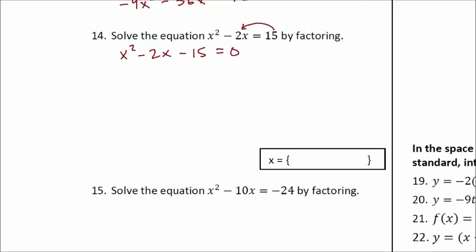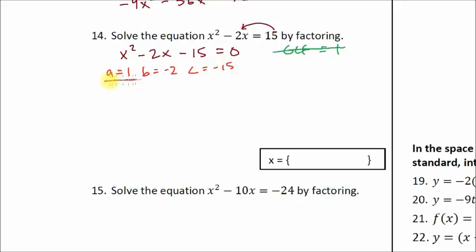Let's take a look at our GCF. Oh, a value is 1. That means our GCF is 1. A is positive, which means we don't have to do anything with our GCF. I'll just put a line through it. That means we can identify A, B, and C and start factoring. A equals 1, B equals negative 2, C equals negative 15.